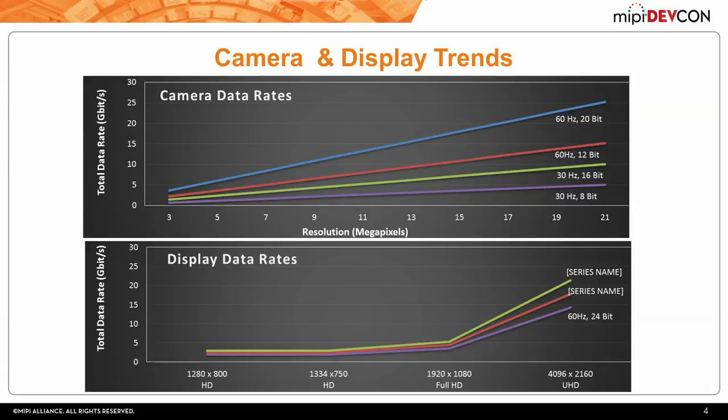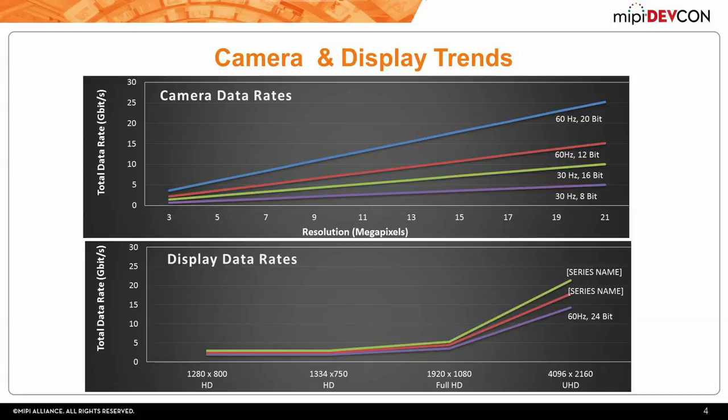So let's see what this looks like. If you take a look at cameras, the easy way that cameras are judged is resolution. You buy a Motorola Droid and it's got a 12 megapixel camera. Then, what's the frame rate of that camera and what's the resolution per bit? If you have a 30 hertz, 8-bit resolution, that puts you on a certain curve as you increase the resolution of the camera. But if you have 60 hertz, 20 bits, then you have a lot more bandwidth requirements.